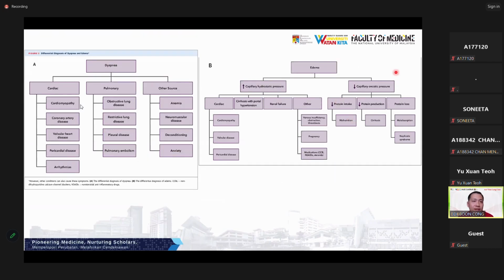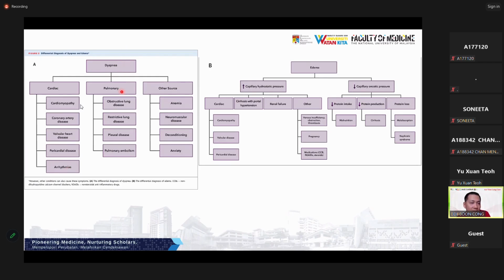So when you have dyspnea, you can divide it whether is it cardiac cause, pulmonary cause, or any other cause that can contribute to the same symptoms. So for the cardiac, it can be because of heart failure, ischemic heart disease, valvular heart disease, pericardial disease, or arrhythmia.